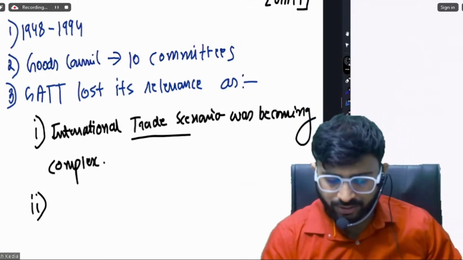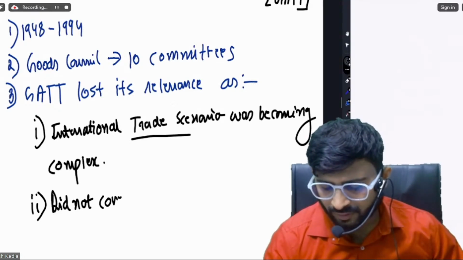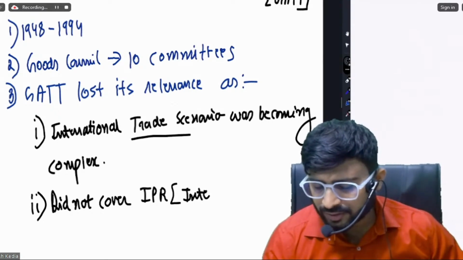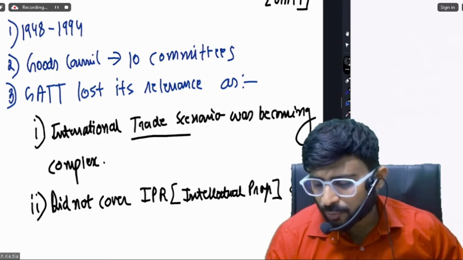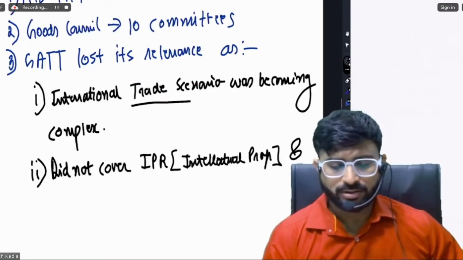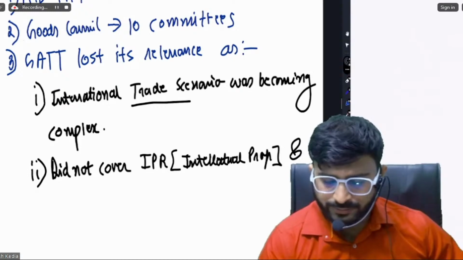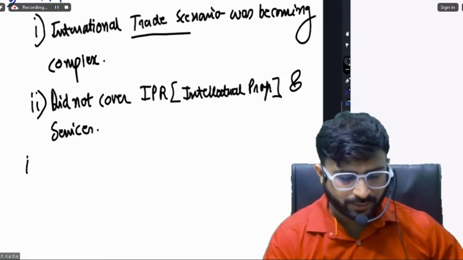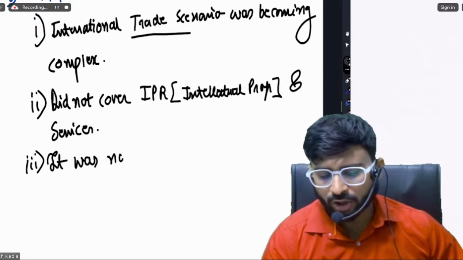GATT did not cover IPR, intellectual property. GATT did not cover intellectual property, and what else did it not cover? Services. Third point was, it was not a treaty.